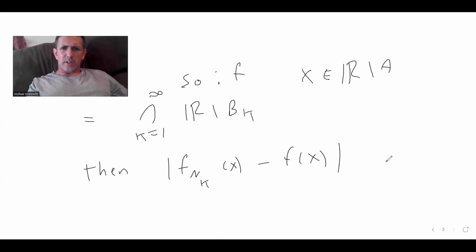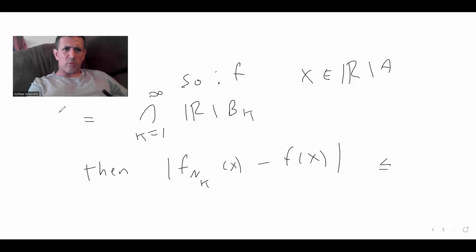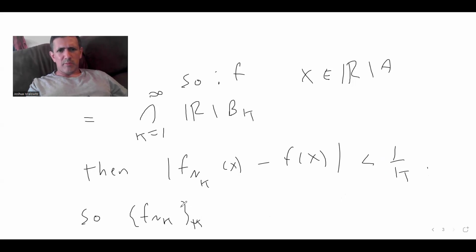So for any k, x is not in Bk, so this is actually less than 1 over k. And that tells you that you have uniform convergence. You could do the whole epsilon: pick an epsilon, then pick a k bigger than 1 over epsilon. So I guess might as well do that.